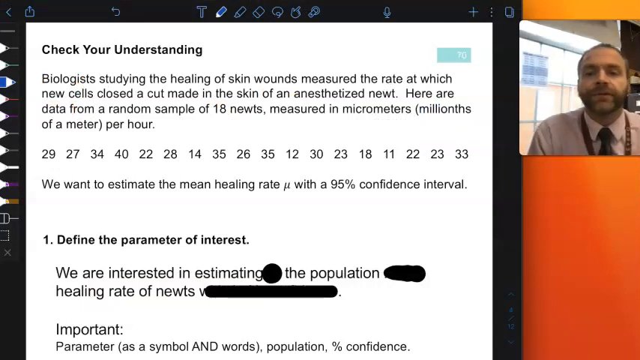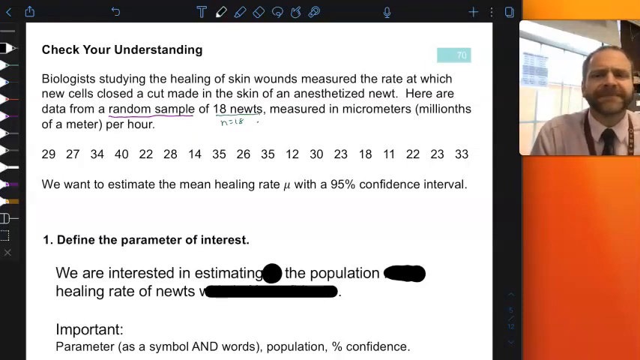So in this example, we're looking at the healing of skin wounds in newts. We see here that we have a random sample of 18 newts. We have the units that we're looking at as well, our context. 18, that's small. Can't use the central limit theorem. That means we're probably going to have to inspect the data for this one.